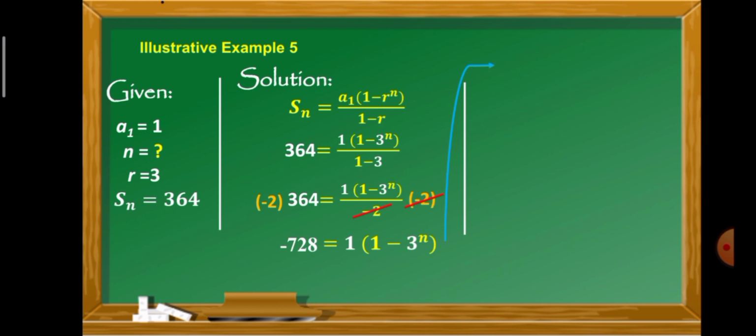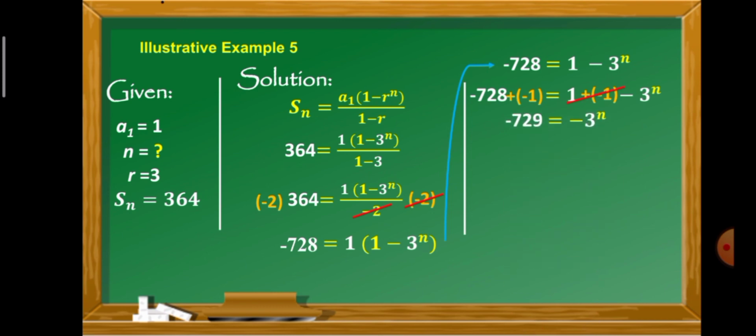Then, yung 1 times 1 minus 3 raised to n, pwede na natin tanggalin yung 1. So, may iwan is negative 728 equals 1 minus 3 raised to n. Gamit ulit tayo ng addition property of equality. So, add tayo ng negative 1 both side, para mawala yung 1 plus negative 1. At yung negative 728 plus negative 1 is negative 729. Then, copy natin yung negative 3 raised to n. Since parehas silang negative, mag-multiply tayo ng negative 1 both side para mawala yung negative sign. So, magiging 729 is equal to 3 raised to n.